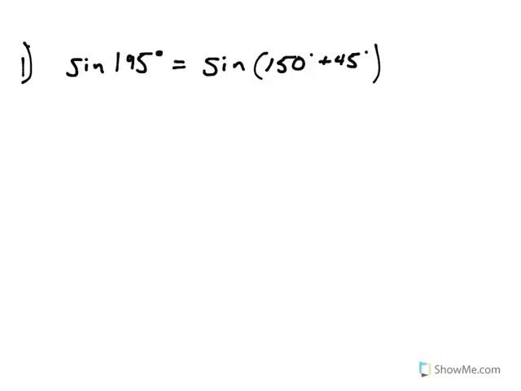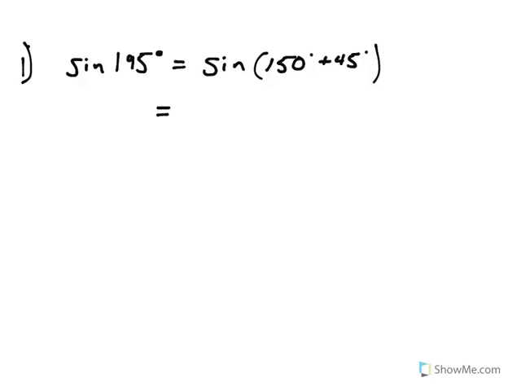Number 1, we're supposed to figure out what sine of 195 is, and I chose to change 195 to 150 plus 45. You can choose other things. Those add up to 195, and they're both going to be special angles.